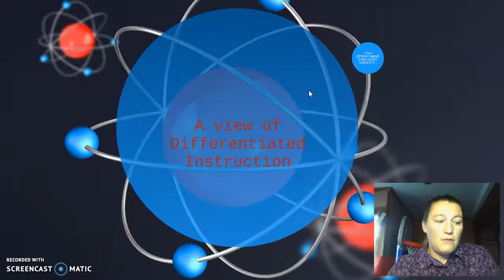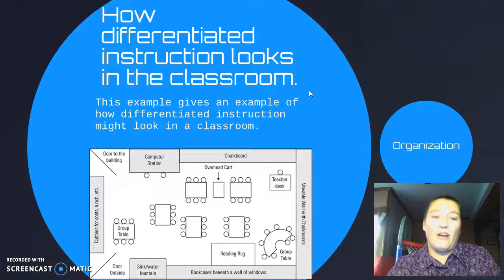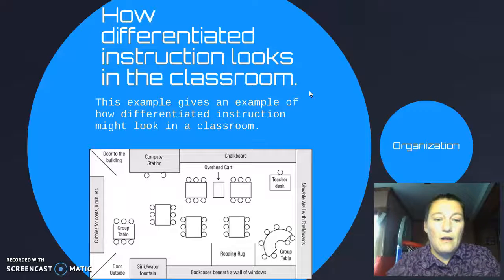And what does the differentiated instruction look like in the classroom? This is the closest example I could find of what I'm talking about: the chalkboards and the whiteboards. And then you can see that I have a group table down here that some students could be gathered around if I needed to be there to help them. And then the desks I have all organized.